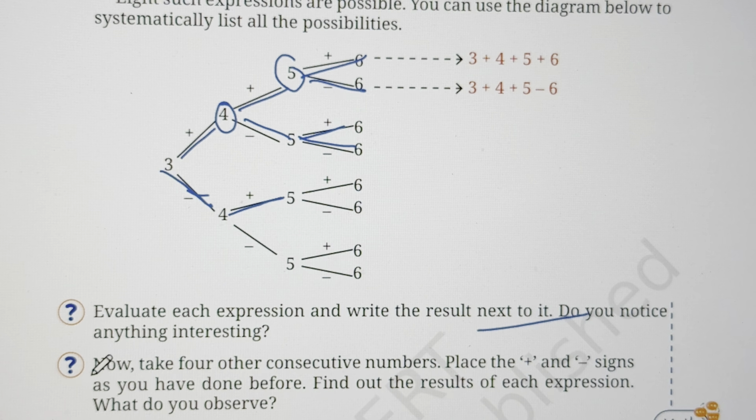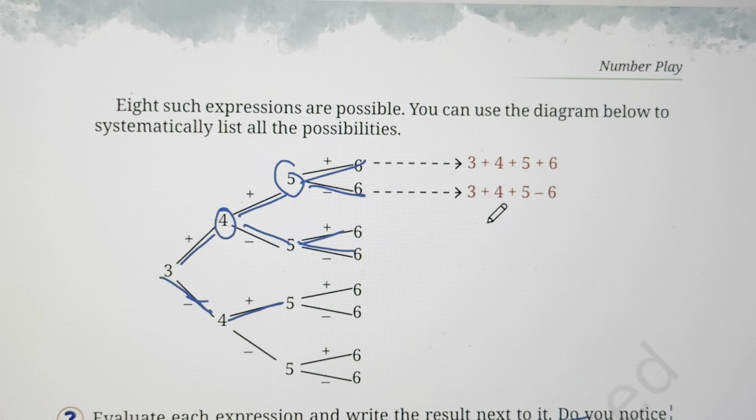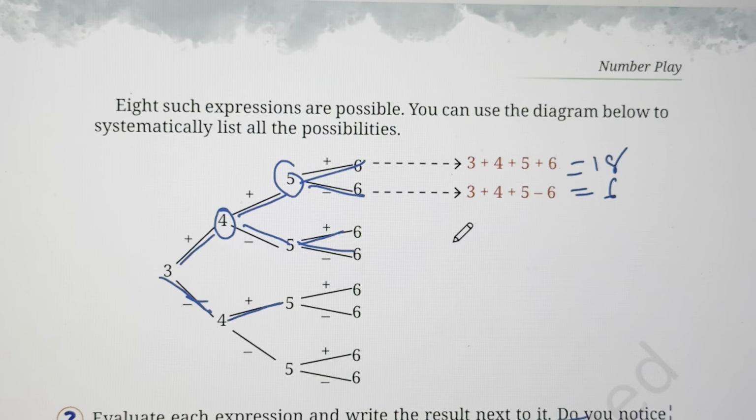Do you notice anything interesting? So first let us write down the expressions. 2 of them are already given. Let us write down the answers of these. So 3 plus 4 is 7, plus 5 is 12, plus 6, you get 18. Then 3 plus 4, 7 plus 5 is 12. Now 12 minus 6 is 6. This is the second answer.